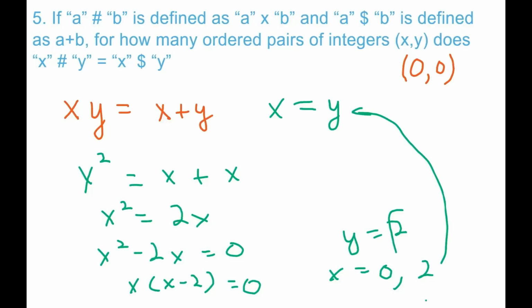So we found another point that satisfies these equations. So our two answers are 0, 0 and 2, 2. Let me write that right here. 0, 0 and 2, 2. Let's move on to problem number 6.